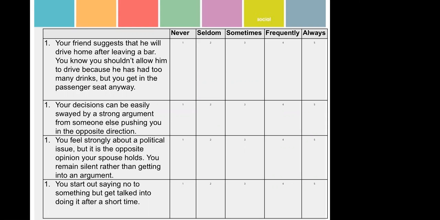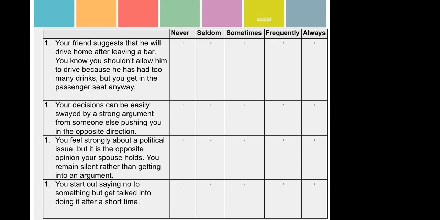The first one says, your friend suggests that he will drive home after leaving the bar. You know you shouldn't allow him to drive because he has had too many drinks, but you get in the passenger seat anyway. Have you sometimes done it? Never? Absolutely not. And that doesn't matter. Just judge yourself on what you would say.